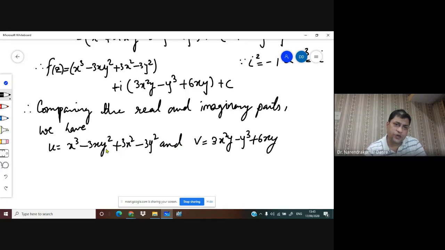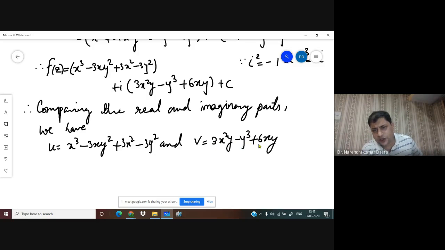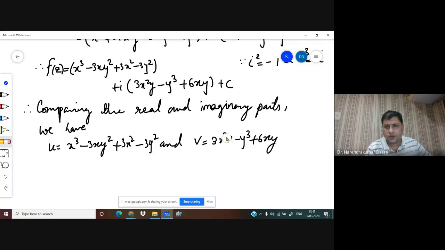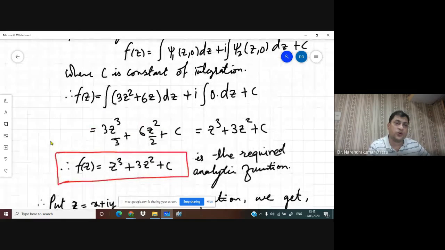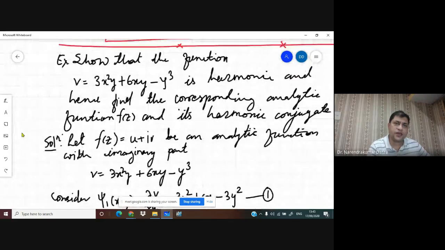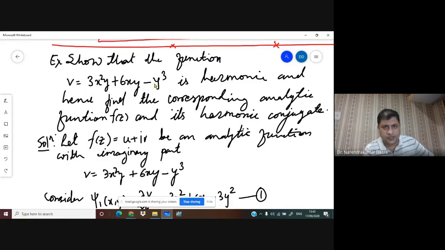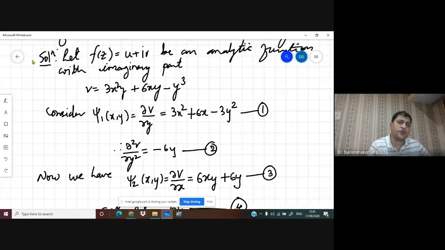Okay, so here we have a checkpoint whether we have calculated correctly or not. So see what is given to us. V was given. So V is what you'll be having, 3x square y minus y cube plus 6xy. Now check whether this is what we have got correctly or not. If we have got V correctly, that means this part is correct. So let's check what V is given to us. Okay, so you can see V is 3x square y plus 6xy minus y cube. It is exactly the same as what we have got.